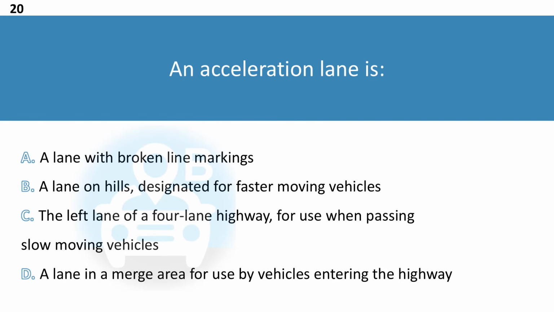An acceleration lane is A. A lane with broken line markings. B. A lane on hills, designated for faster moving vehicles. C. The left lane of a 4-lane highway, for use when passing slow-moving vehicles. D. A lane in a merge area for use by vehicles entering the highway.